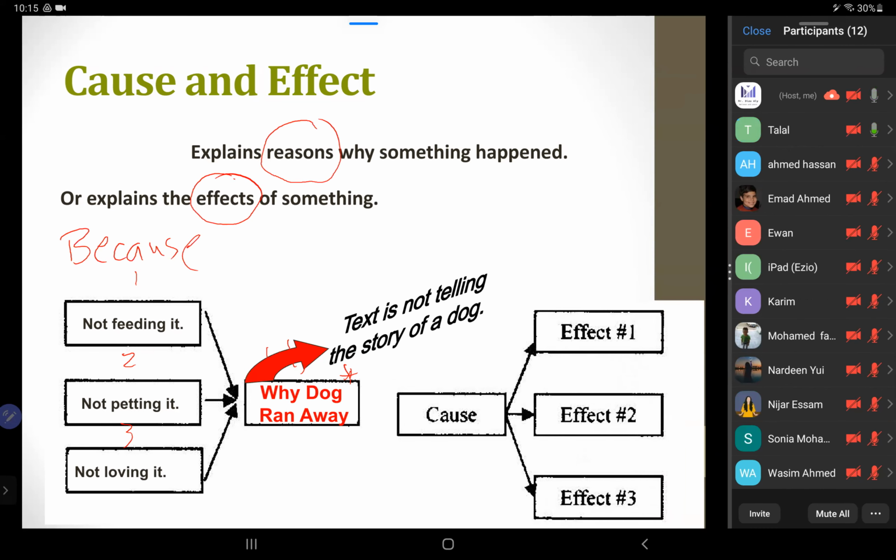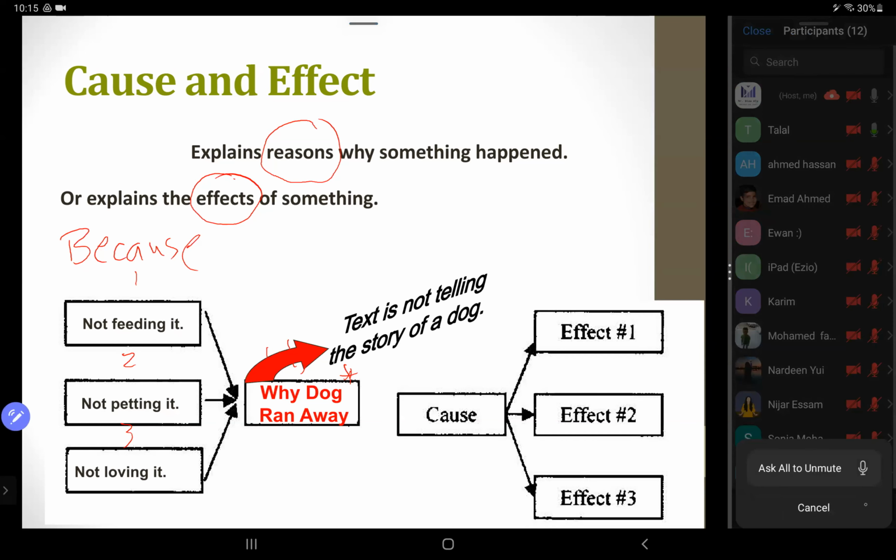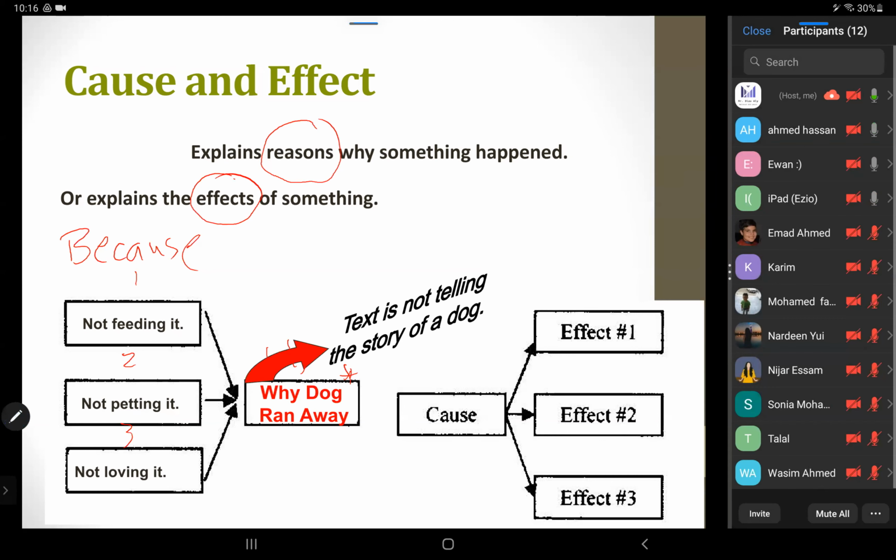Mr. Dia, the screen is black. Is what? I cannot see. Is it just Talal? What about the rest, guys? Can you see the screen? Because I'm already sharing the screen. Okay, maybe the internet will be better soon.